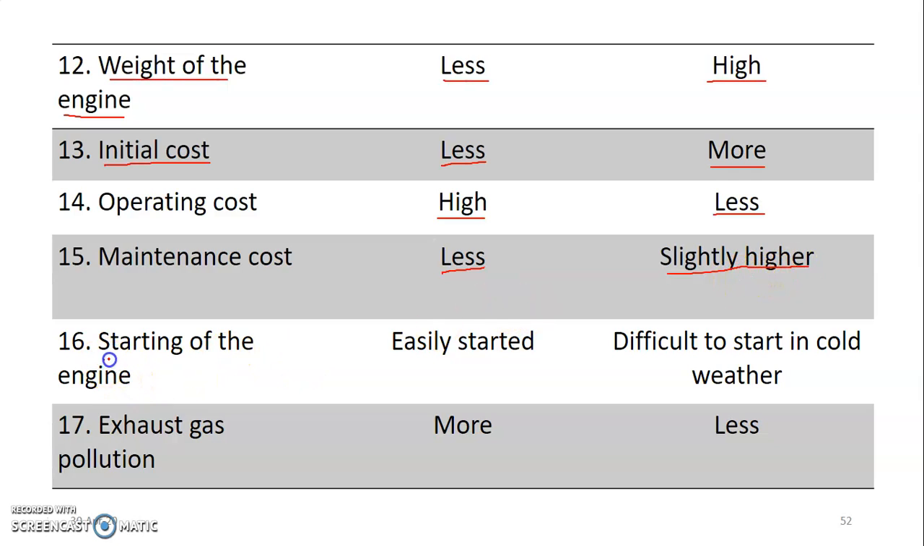And starting of the engine: which engine is easier to start? We can easily start a petrol engine in cold conditions also, but a diesel engine is very difficult to start in cold weather. So that is another difference. And exhaust gas pollution: which engine produces more exhaust gas pollution, carbon monoxide, carbon dioxide? The petrol engine produces more exhaust gases, and it pollutes our environment. The diesel engine is lesser.